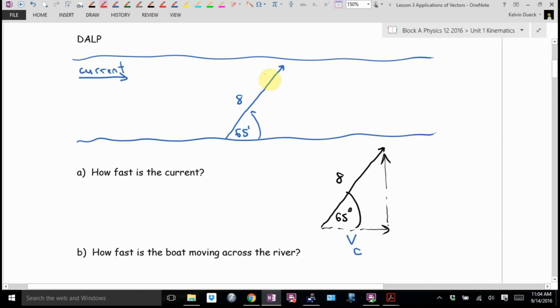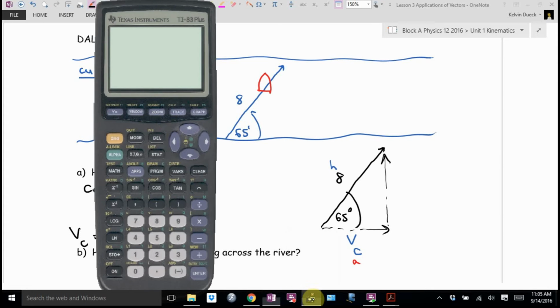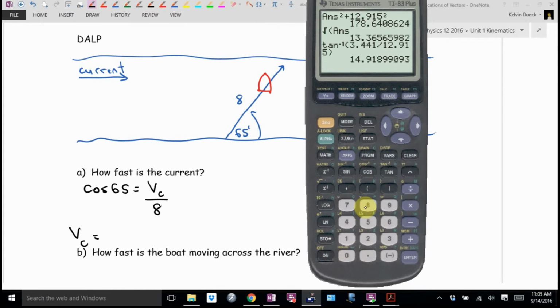The boat itself. Keep going. That 8, opposite, adjacent, or hypotenuse? What about the current? Which trig function? Of course it is. Cool. So I have cosine 65 equals current over 8. How would I get the current by itself? What would I do with that 8? Okay, I'm not even going to write that. I'm going to go straight to my calculator. If you want to write it, you can. But cos 65, it looks like this current is 3.38 meters per second.